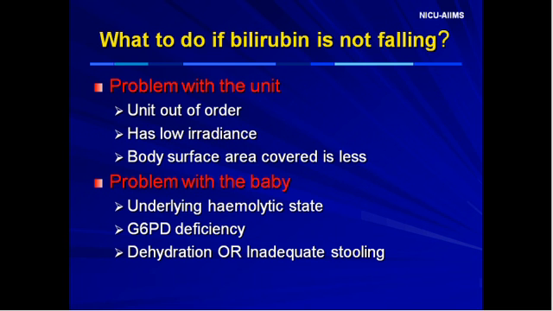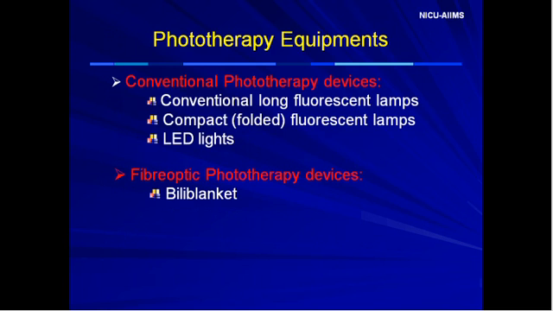What if the bilirubin is not falling? It could be a problem with the unit or with the baby. The unit may not work or may have low irradiance or not enough body surface area of the infant is covered. The baby may have underlying hemolytic state which may lead to increasing bilirubin levels, or G6PD deficiency, or dehydration or inadequate stooling. Understanding these problems will help us in better management of our infants.